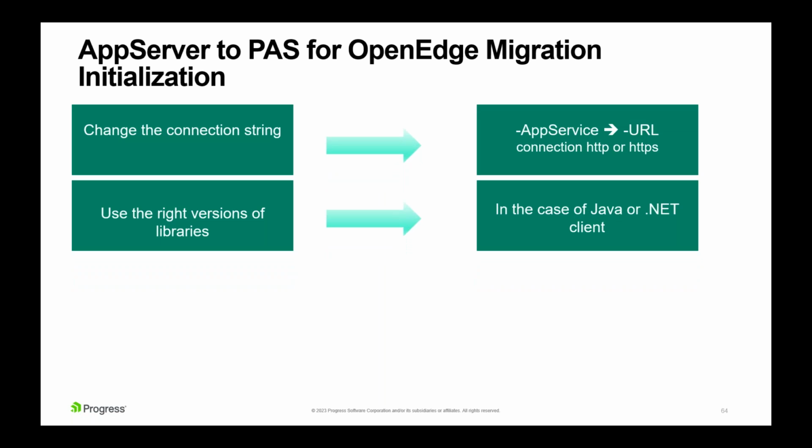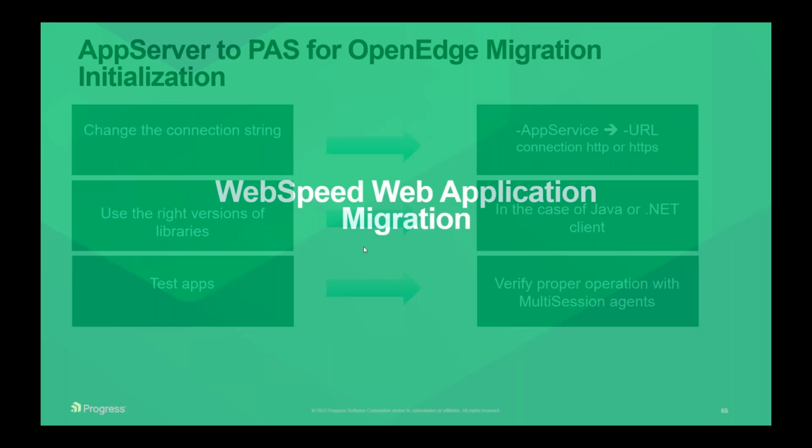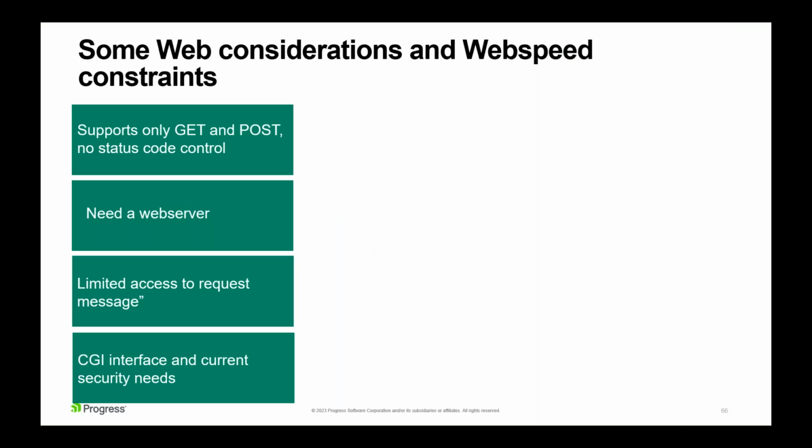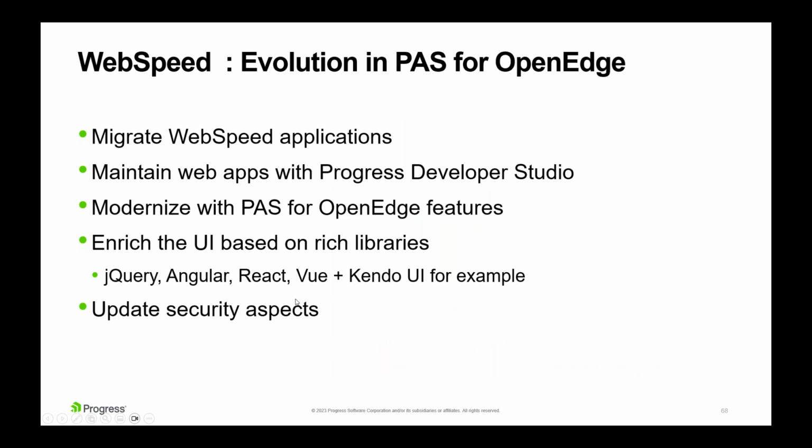Change your connection strings, use the correct library if you're using .NET Open Client or Java Open Client, but test your application. And if you're using WebSpeed, before you had only different capabilities, GET, POST, you needed a web server, etc. For a WebSpeed application, here you have an example we provided many years ago, and you can migrate it to PAS for OpenEdge. It will run on it, and you can afterwards put some modernization effort on the user interface using our Kendo UI components, for example.